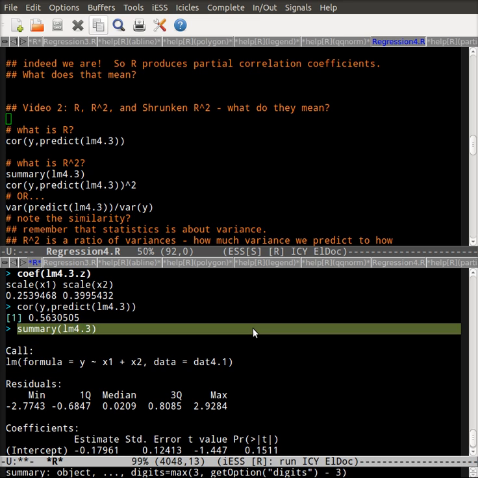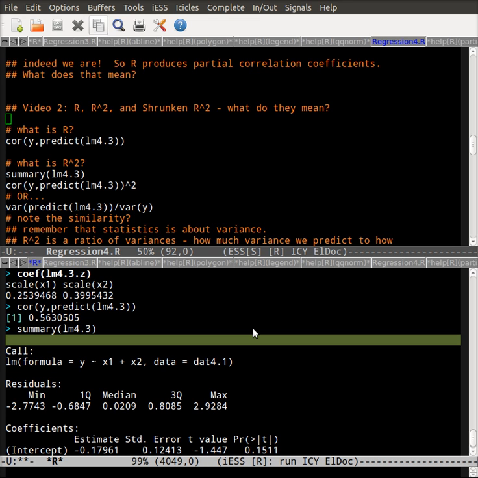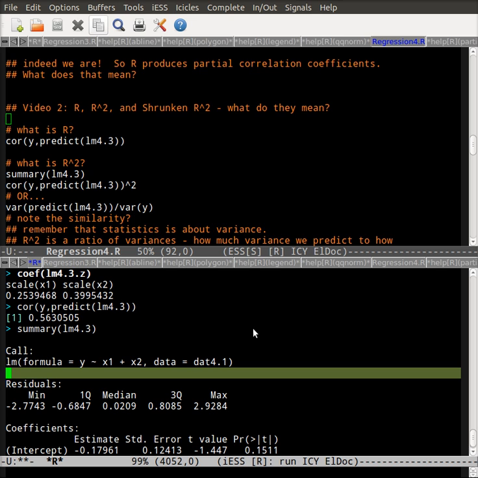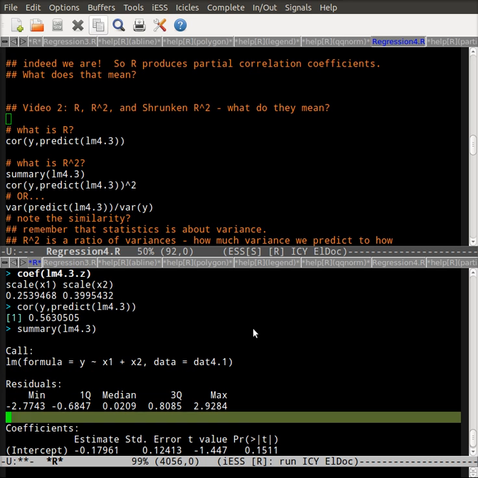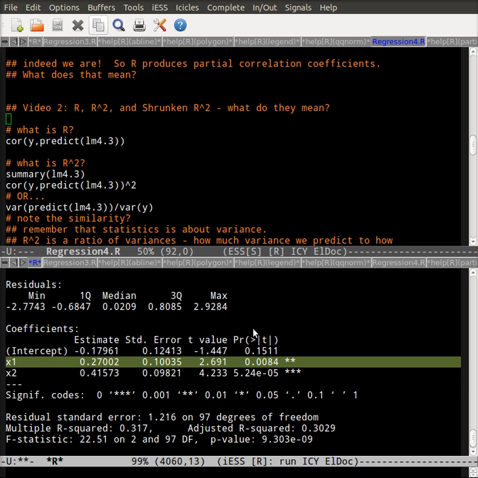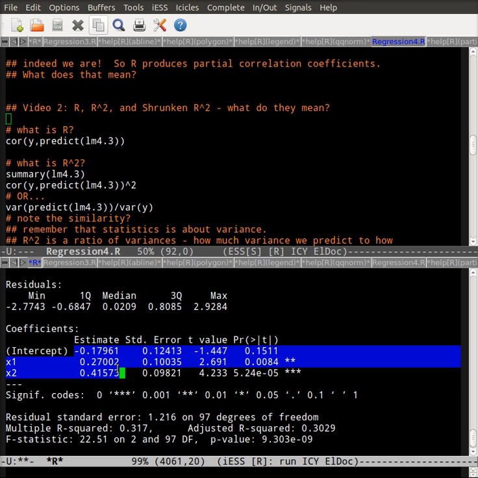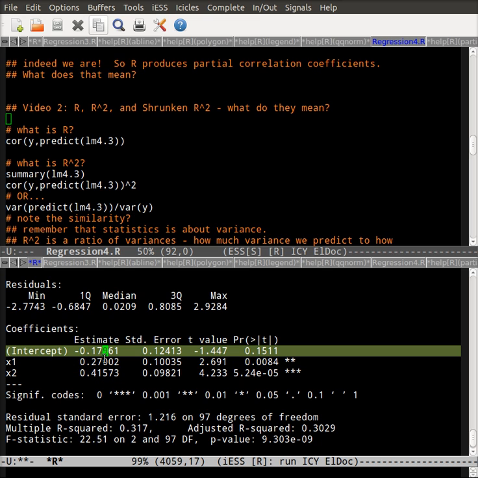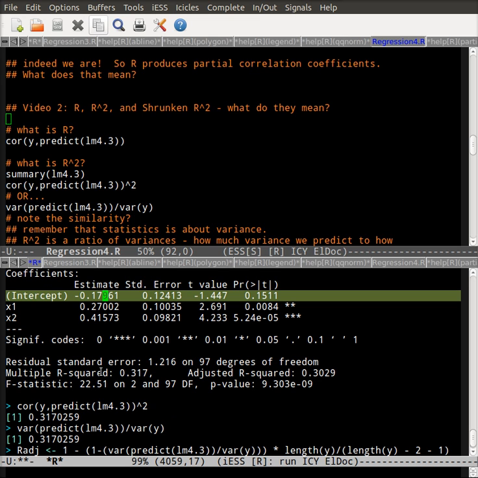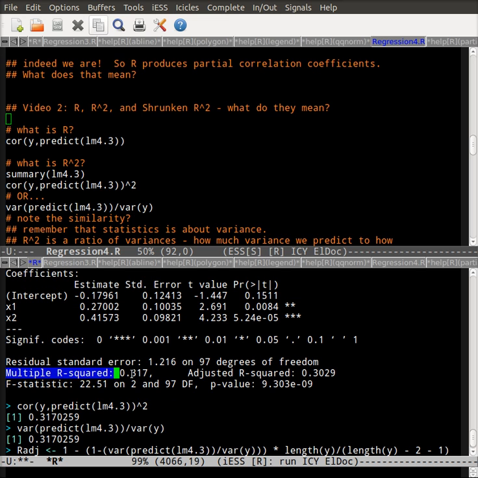So this is from our model LM4.3, which is our model that has our dependent variable and two predictors. If we look, we've already gone over the coefficients right here. We've done B's, and that's this first column under estimate. These are B's; I haven't standardized anything. Now we're going to shift to this bottom row here. Specifically, we're going to look at R squared, adjusted R squared, and what R means.